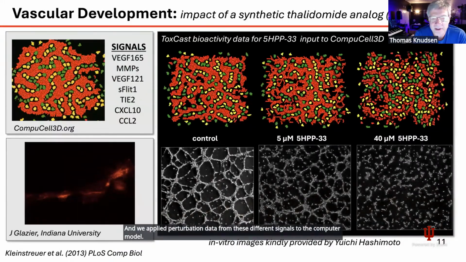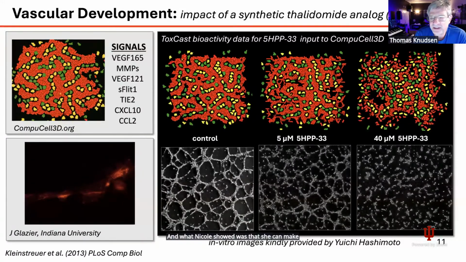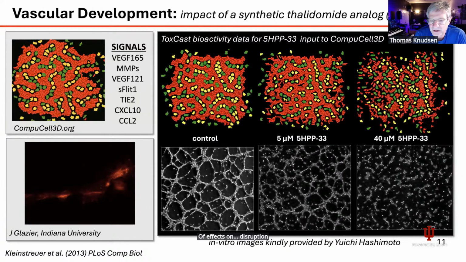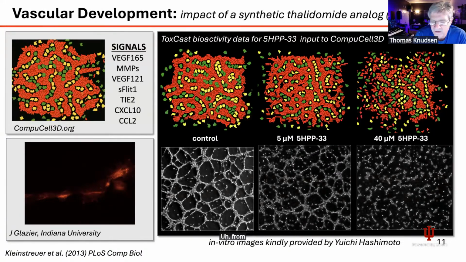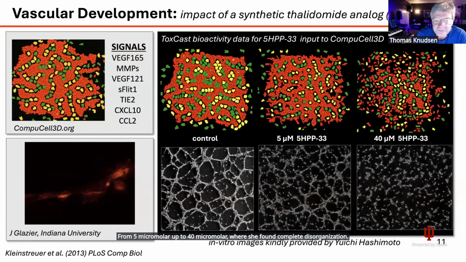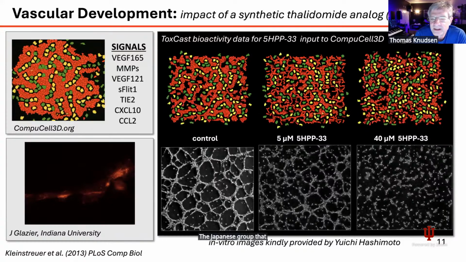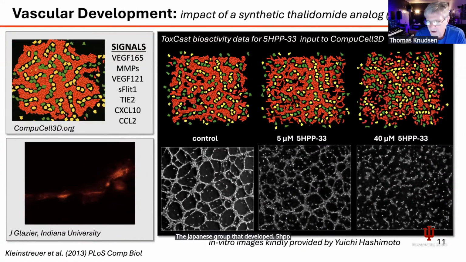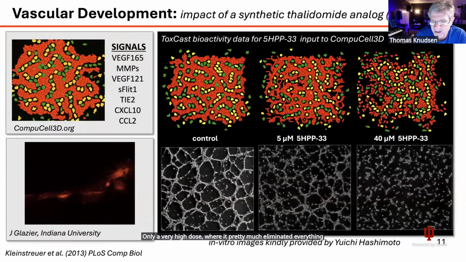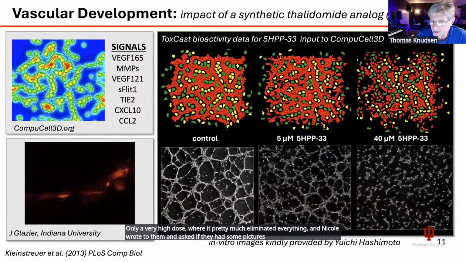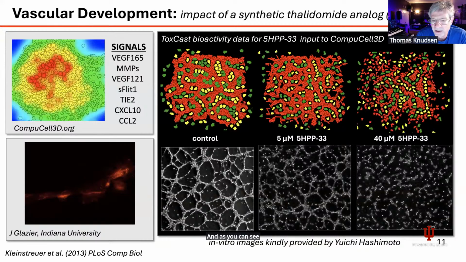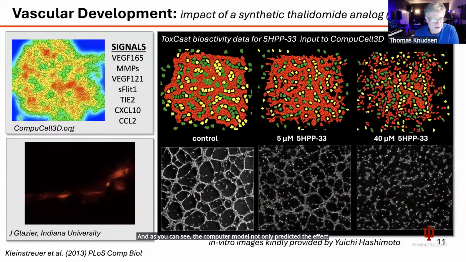And what Nicole showed was that she can make a dose-dependent prediction of effects on disruption of vascular development from 5 micromolar up to 40 micromolar, where she found complete disorganization. The Japanese group that developed 5-HPP33 published only a very high dose where it pretty much eliminated everything. And Nicole wrote to them and asked if they had some pictures at these different dose levels, and this is what they sent on the bottom. And as you could see, the computer model not only predicted the effect right, but it got the concentration right.